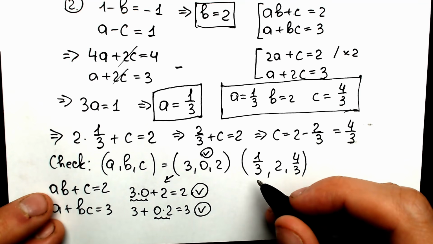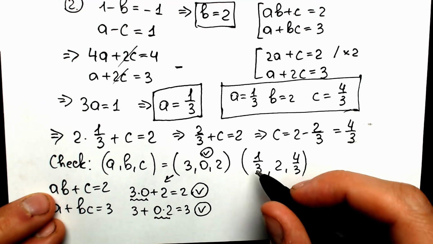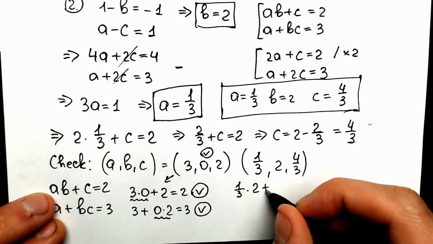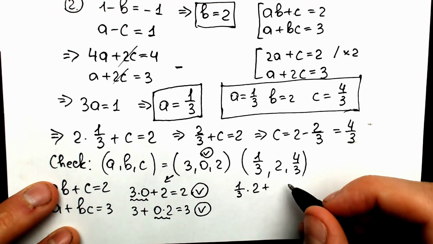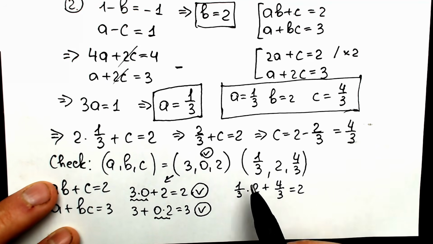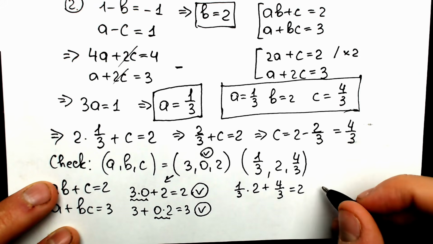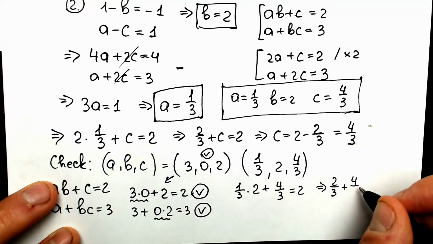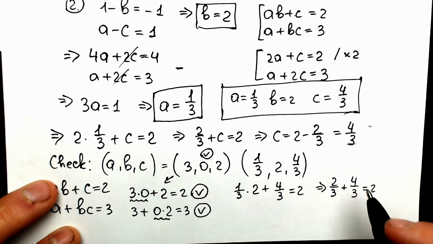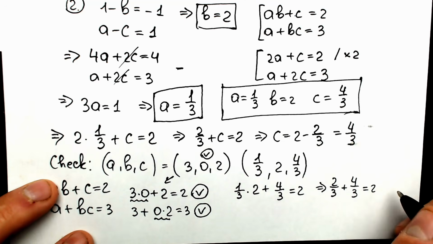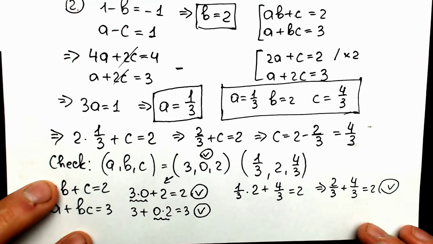So ab plus c equal to 2. So we have 1/3 times 2 plus 4/3 equal to 2. So let's check it. So we have 2/3 plus 4/3 equal to 2, which is absolutely correct because we have 6/3 equal to 2. So this first equation works good.